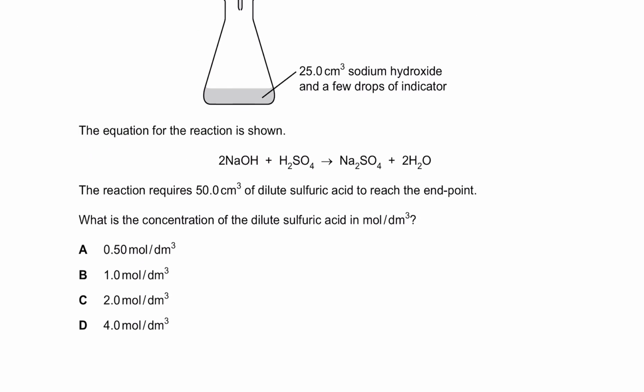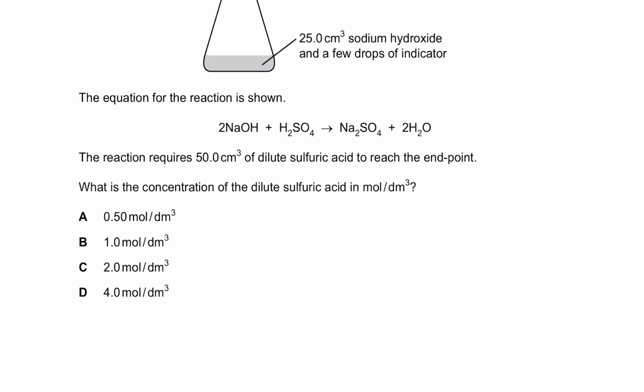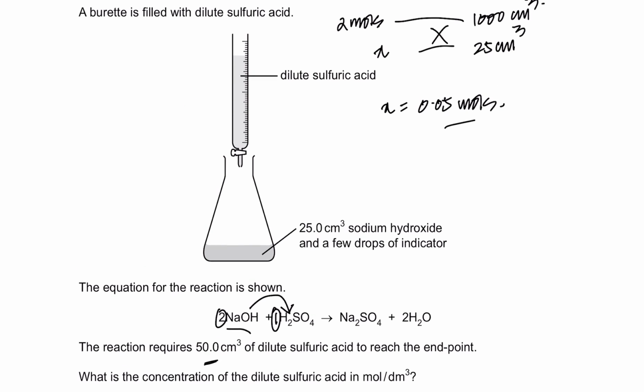Now it says that the reaction requires 50 cm³ of dilute sulfuric acid to reach the end point, the point of neutralization. What is the concentration of dilute sulfuric acid? You found out the moles of sodium hydroxide. Now from the moles of sodium hydroxide, we just need to find out the moles of H2SO4, and we're already given the volume. Then we divide it and we get the concentration, right? Through the equation, 2 moles of NaOH reacts with 1 mole of H2SO4.